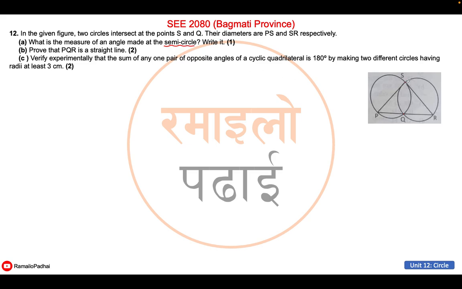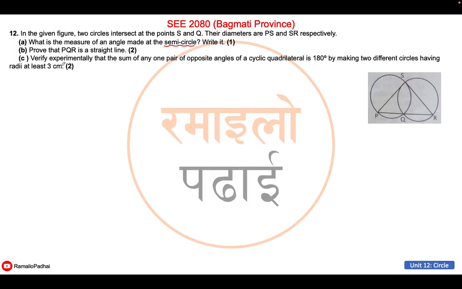For that, we will construct or join S and Q, and that makes angle SQP and angle SQR 90 degrees each, because they are angles at the circumference of a semicircle. If we add the two angles of PQR, it will be 180 degrees. So this will be a straight line.